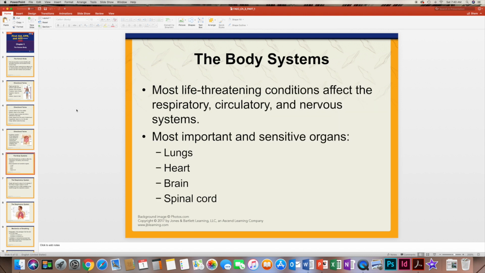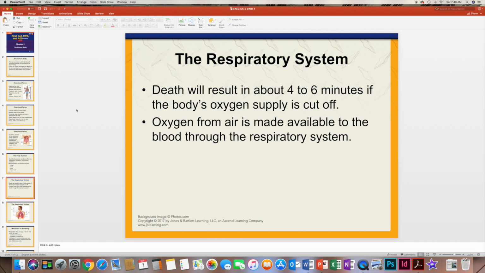Body systems are very important to understand. The most life-threatening conditions usually affect the respiratory, circulatory, and nervous systems. So that refers to the lungs, heart, brain, and spinal cord. In this particular section of the chapter in this video, we're going to discuss the respiratory system in general. So again, this information is very introductory. It's not getting deep into it. An anatomy and physiology course will do that.